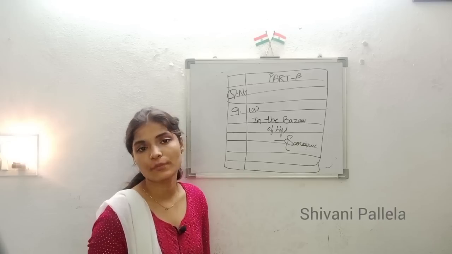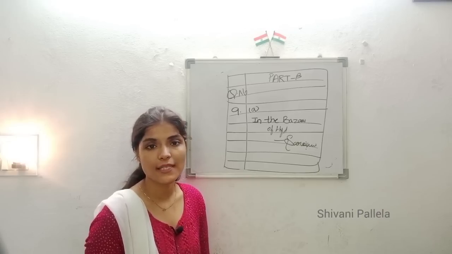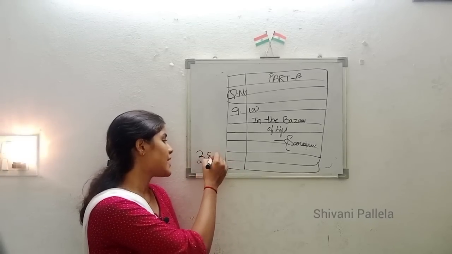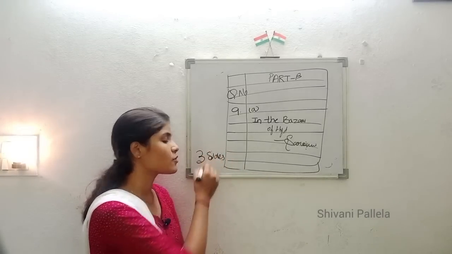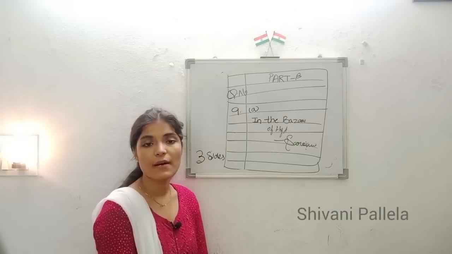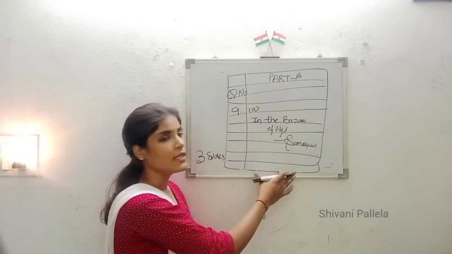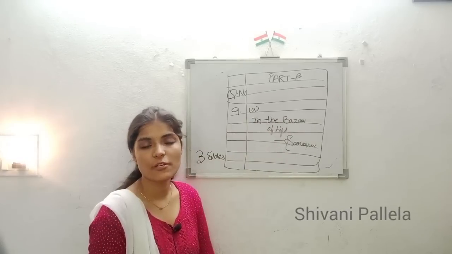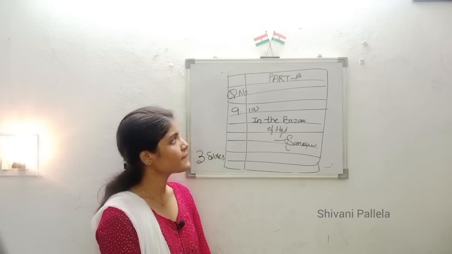And the last, fourth paragraph, you need to conclude the answer. So for 12 marks, side by side, three sides you must write to score full marks. Three by three sides: this is one side, the back side, and another side. Three sides you should compulsorily write. Okay, so this is the presentation.